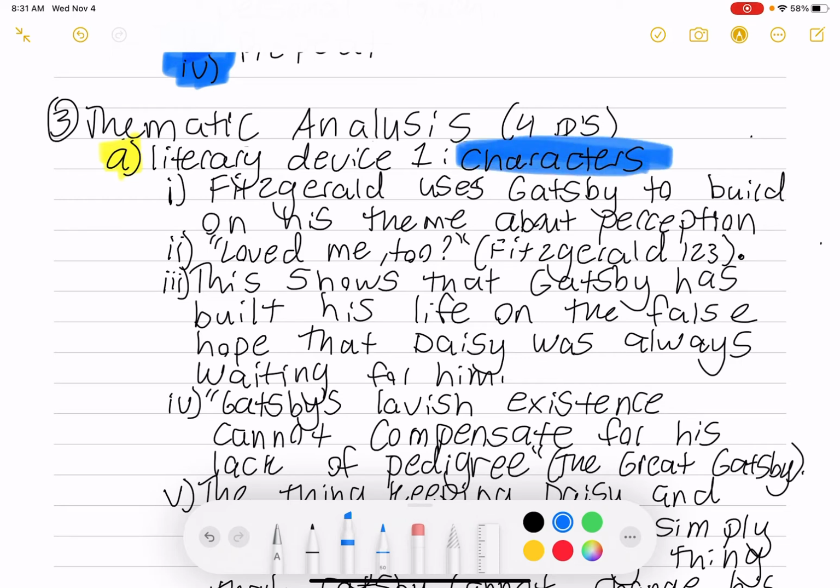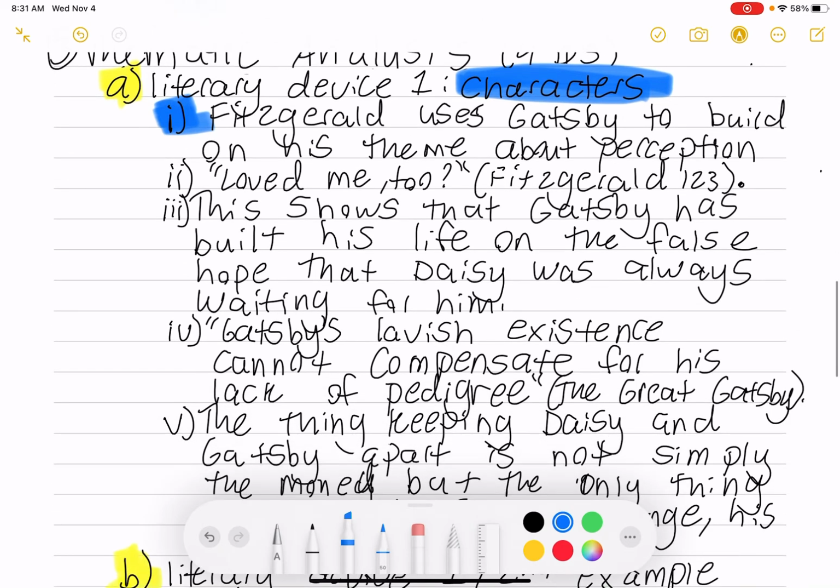characters, and I'm going to use Gatsby. And here's my topic sentence right here. Fitzgerald uses Gatsby to build on his theme about perception. Very simple. And then you're going to pick a piece of evidence from the book that you're reading. Now I said loved me too. This is from chapter 7 when they're arguing and Daisy tells Gatsby that she loved them both.